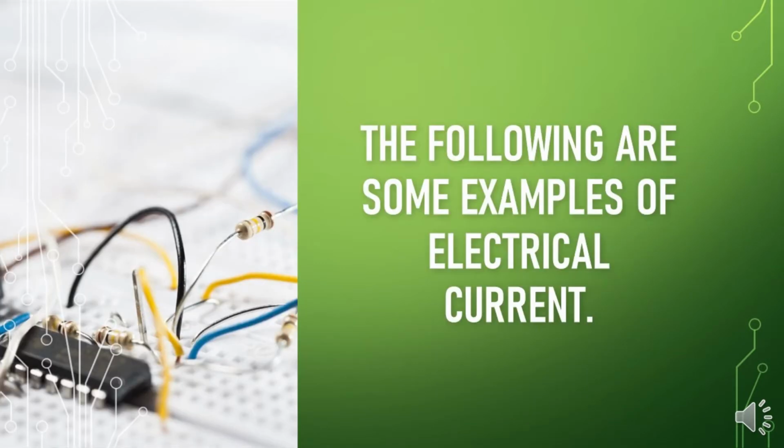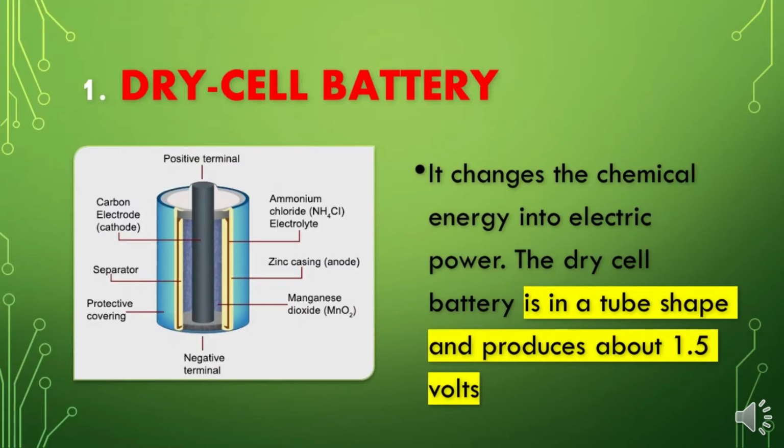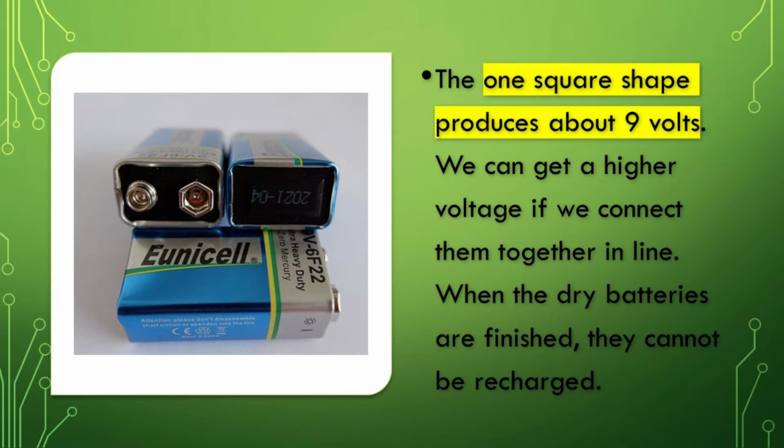The following are some examples of sources of electrical current. Number 1. Dry cell battery. It changes chemical energy into electric power. The dry cell battery in a tube shape produces about 1.5 volts, but the one in a square shape produces about 9 volts. We can get a higher voltage if we connect them together in line.